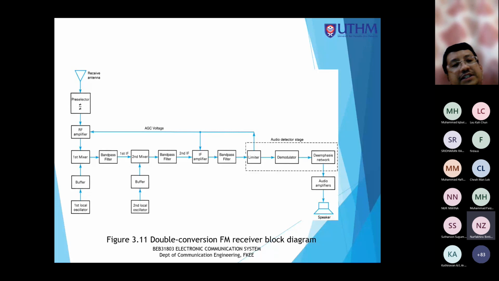Now we can see this picture, this block diagram. This is the FM superheterodyne receiver. This is also known as the Armstrong receiver. So I will explain this to you. Hopefully you can have more understanding about the process that happens.